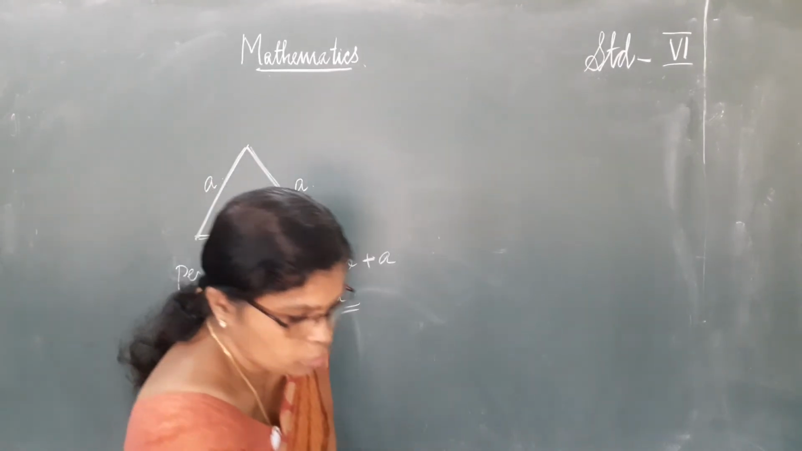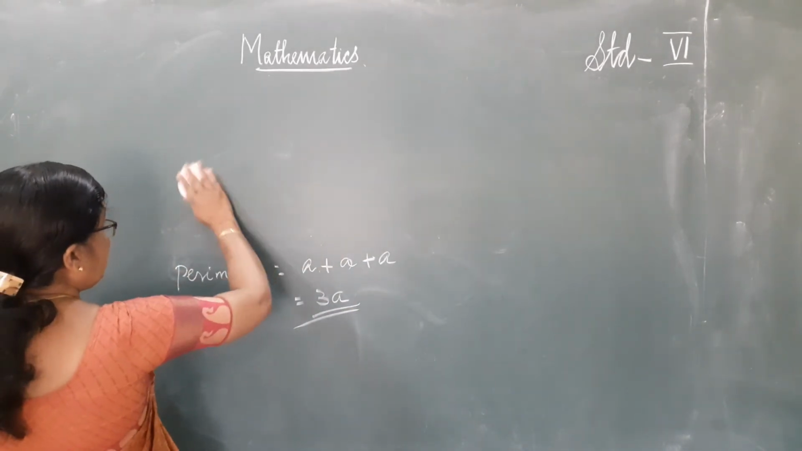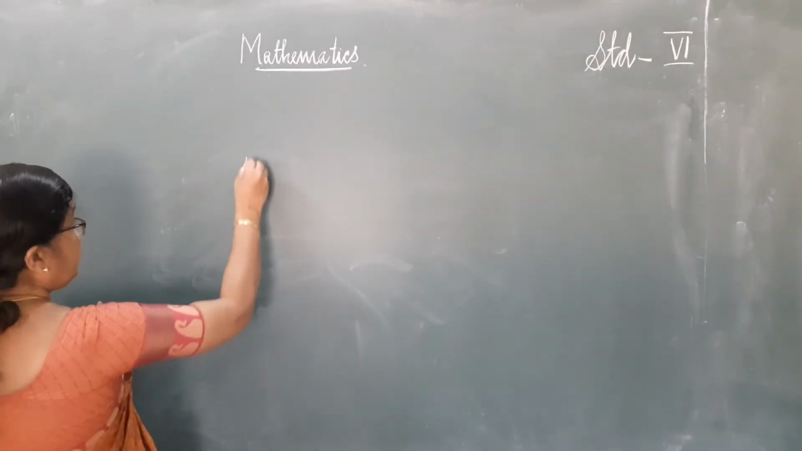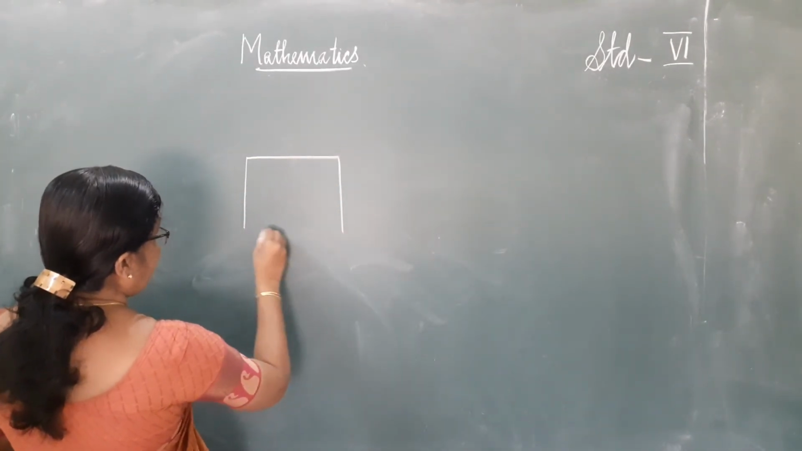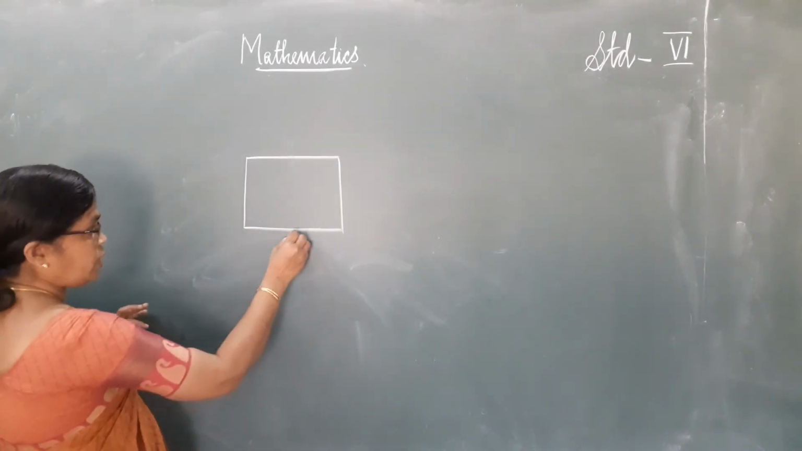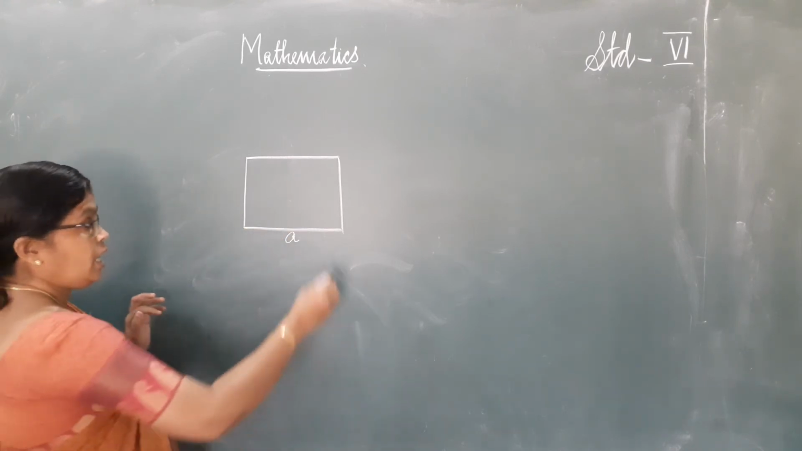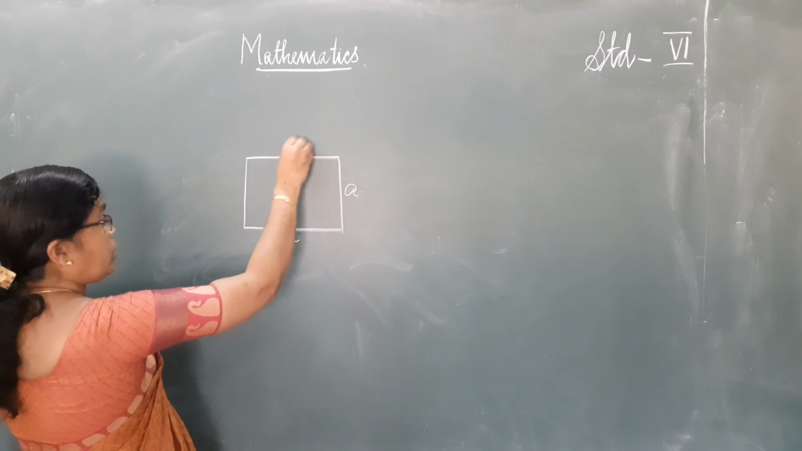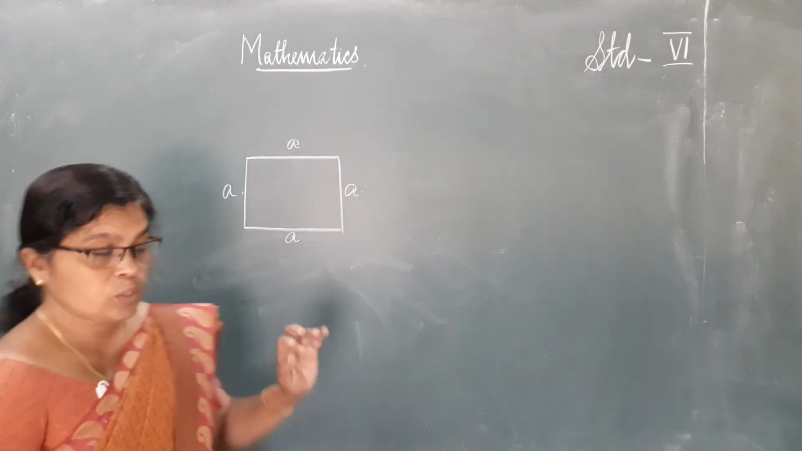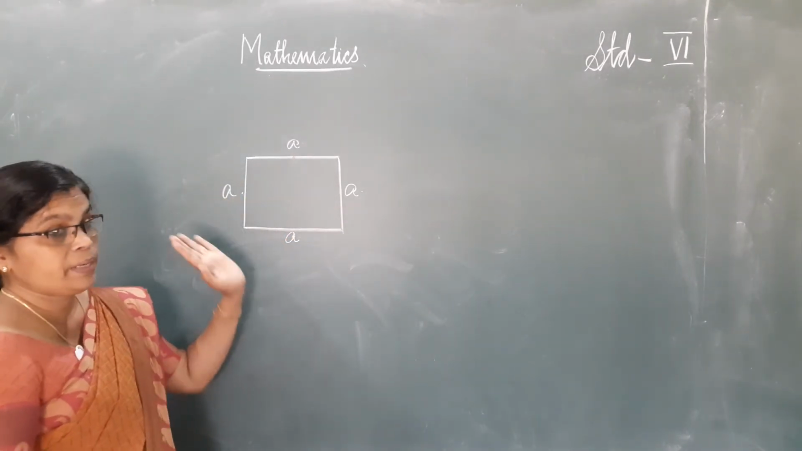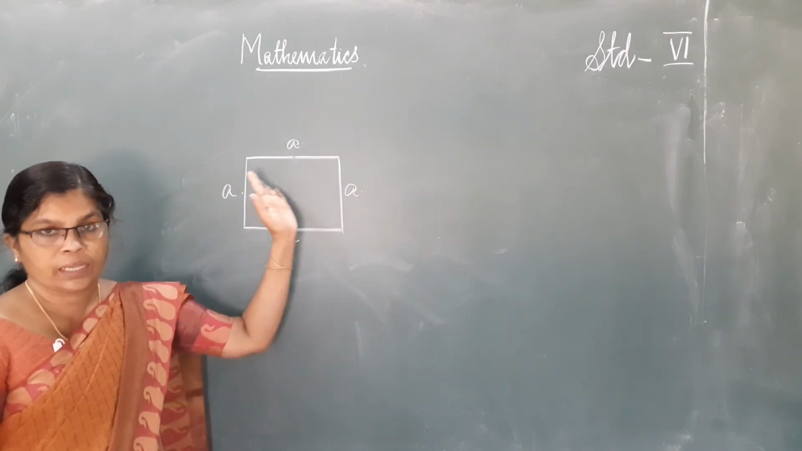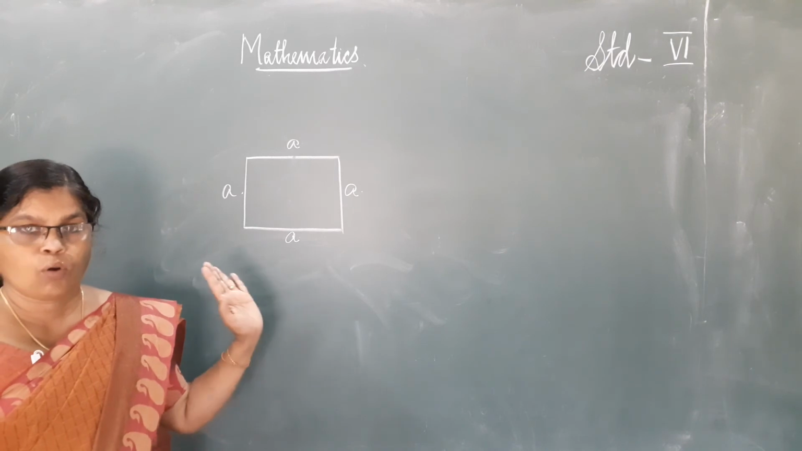Right? Now let us try to find the perimeter of another figure, that is a square. We know in a square all the sides are equal. So if one side is A, another side also will be A, another side also A, and all the sides are A, because in a square all the sides are equal. Right? So here A. Perimeter means, what is the perimeter? The sum of the length of the boundary. Isn't it? 4 sides are there, all the sides are equal.